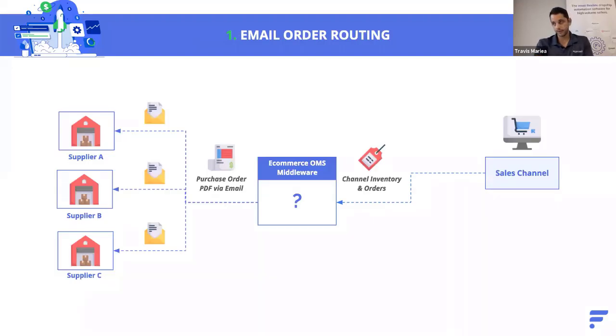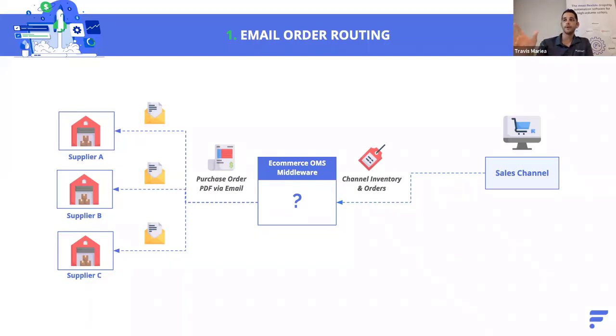So let's dig into the first one here, email order routing. So this is basically, like I said, fairly simple to do. A lot of systems out there, Shopify for one, as a sales channel, allows you to do this pretty easily. I know Ordoro does too, if you're using Ordoro as a middleware. Obviously, our platform, Flxpoint, does this and much more.